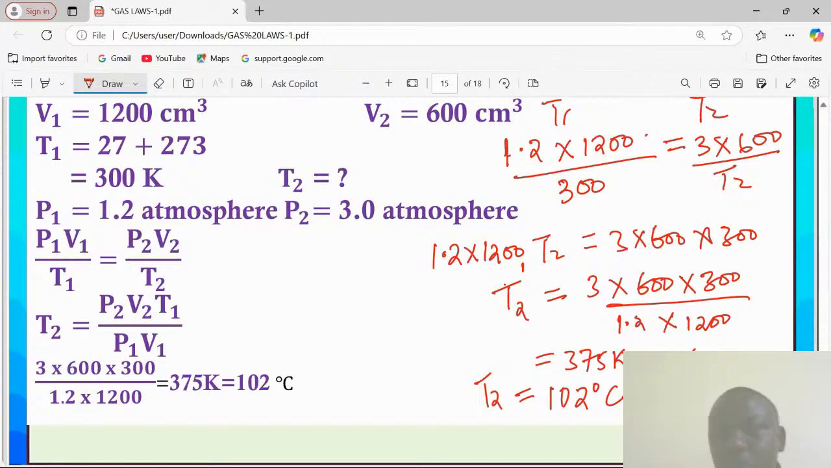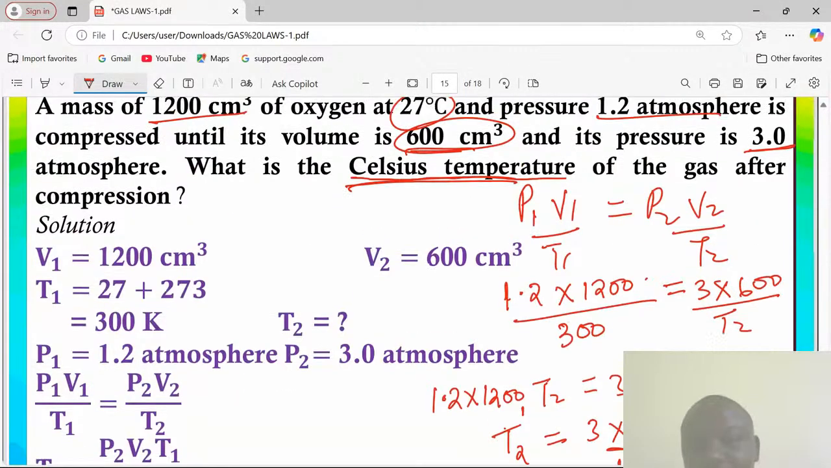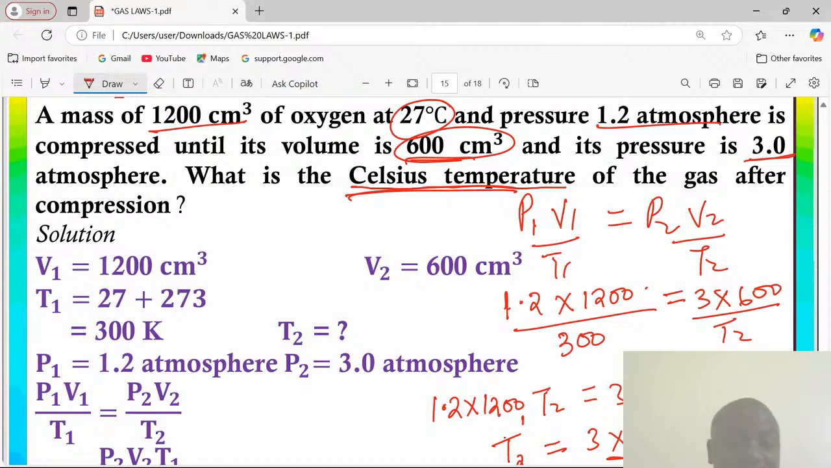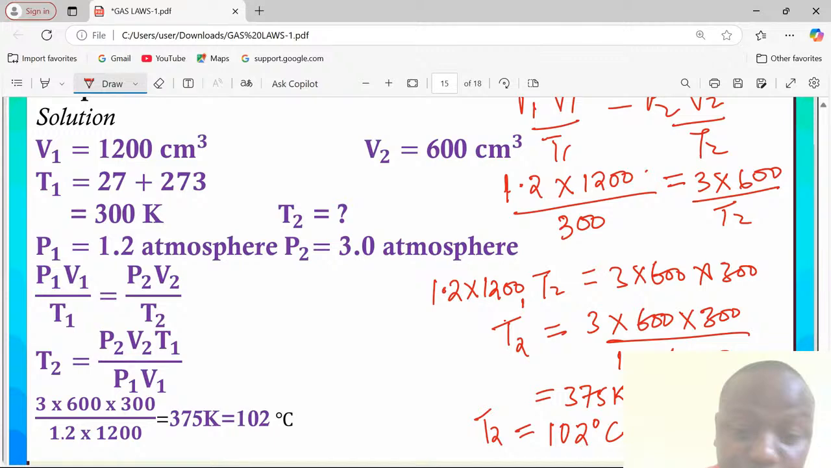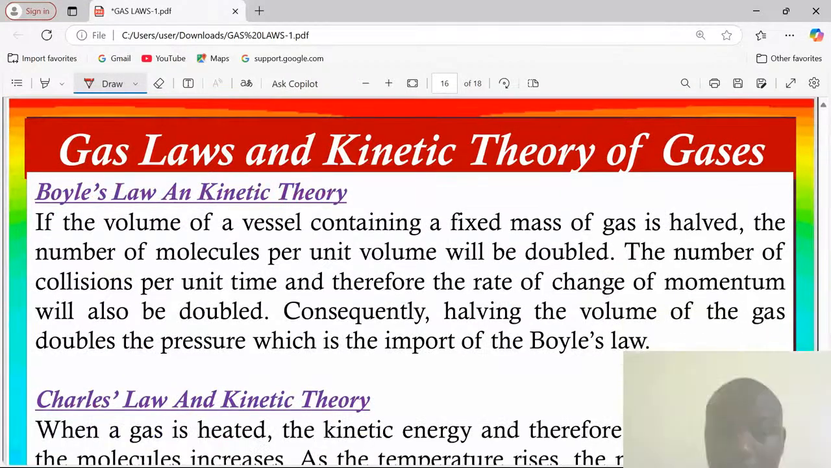We are supposed to be very careful on that. You're supposed to know that in the computations, temperature is supposed to be strictly in Kelvin. But now the question asks for a Celsius temperature, which might tempt a student to work with degrees Celsius, which will be a very big mistake.